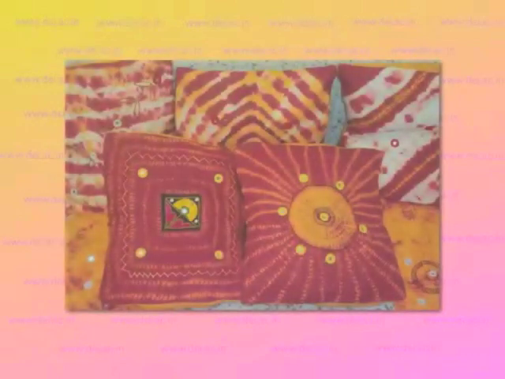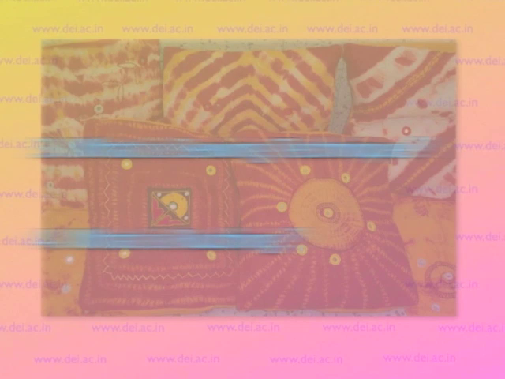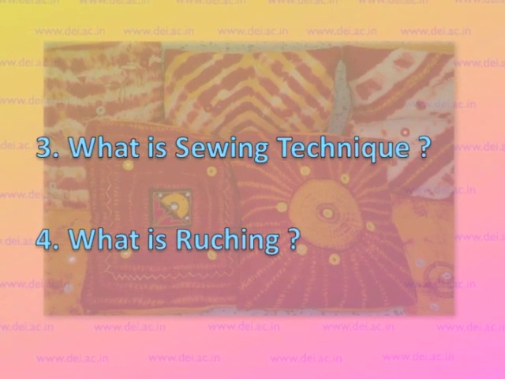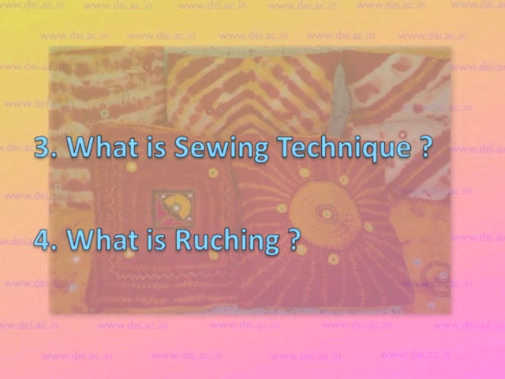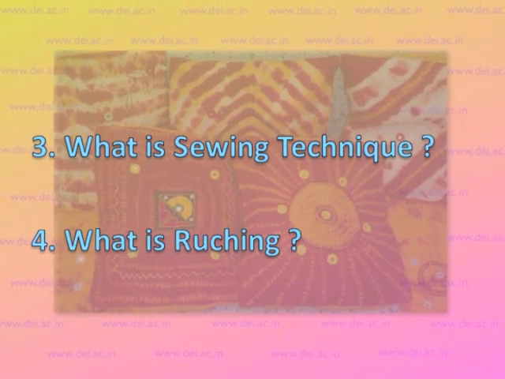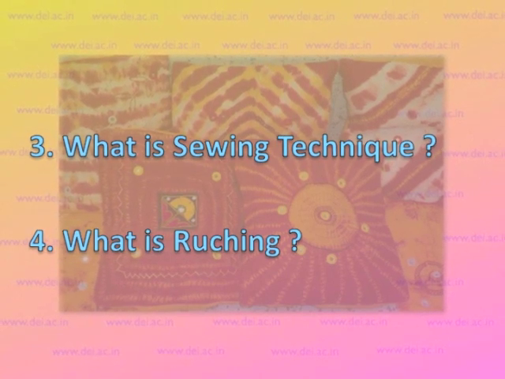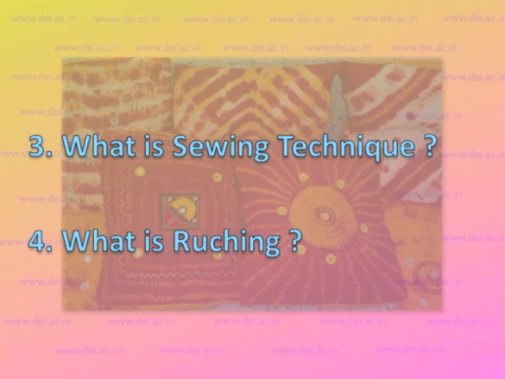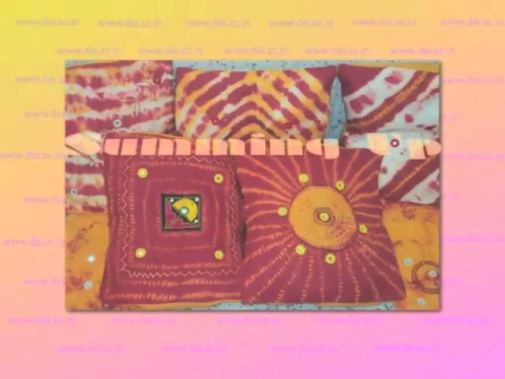Now, this is the second set of your self-check questions. Question number three, what is the sewing method? Please discuss amongst yourselves. Fourth, what is ruching? If you have answered these questions, let me quickly sum up what we have read today.